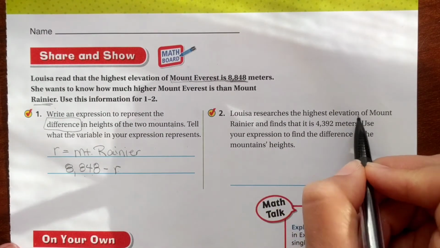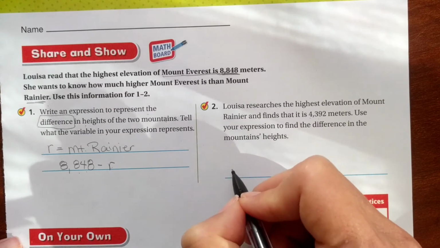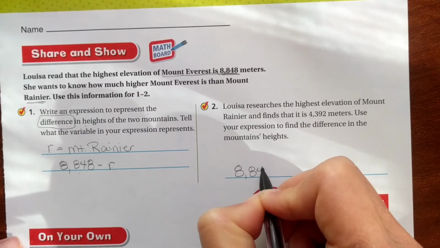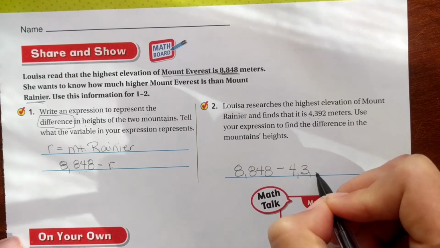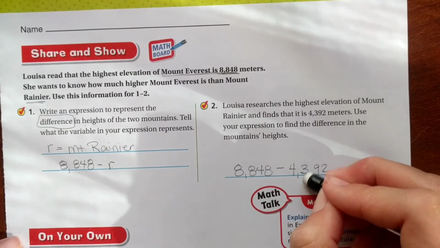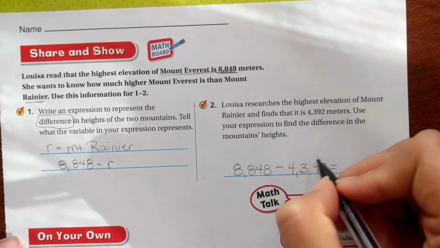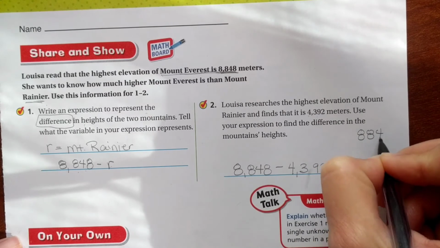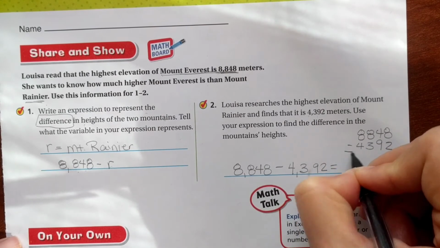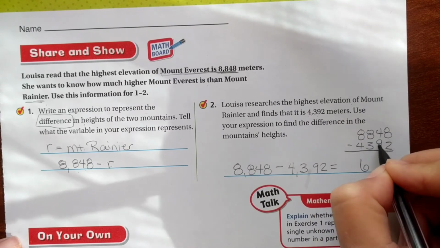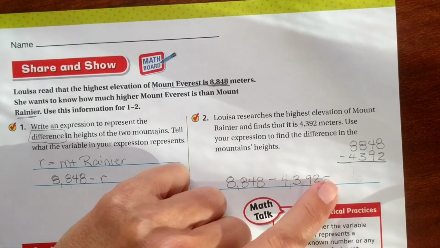Louisa researches the elevation of Mount Rainier and finds that it's 4,392 meters. Use your expression to find the difference now. So we have 8,848 meters minus 4,392. So, where'd that extra comma come from? And what does that equal? Well, I don't know about you, but I can't subtract horizontally. I need to set it up vertically and line up my digits carefully according to their place value. And I'm going to end up with, what is that? 8 take away 2. Well, I guess I should leave it directly under the problem. I was just lining it up with the answer line here.